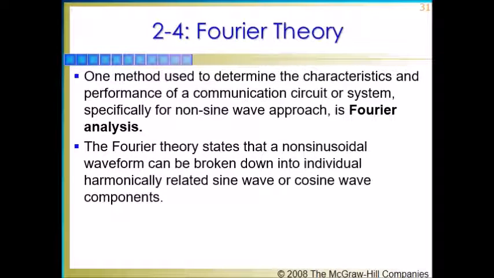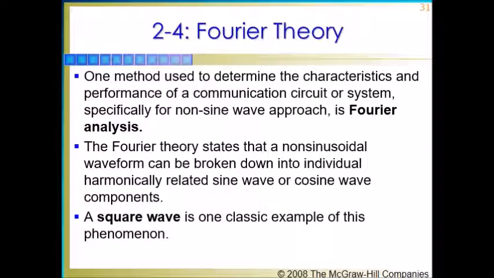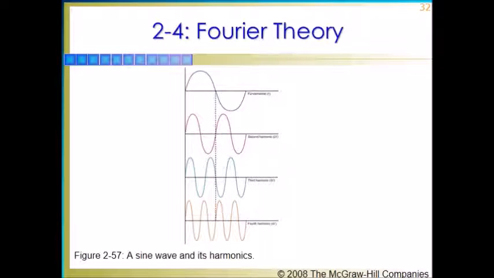The Fourier theory states that a non-sinusoidal waveform can be broken down into individual harmonically related sine wave or cosine wave components. The classical example of this is a square wave, which is a rectangular signal with equal duration positive and negative alternations. A harmonic is a sine wave whose frequency is some integer multiple of a fundamental sine wave. For example, the third harmonic of a 2 kHz sine wave is a sine wave of 6 kHz.